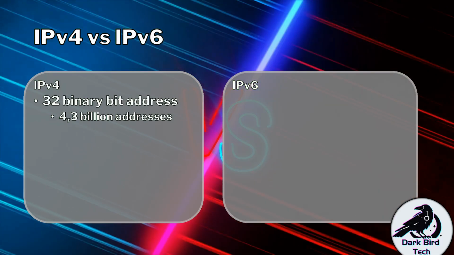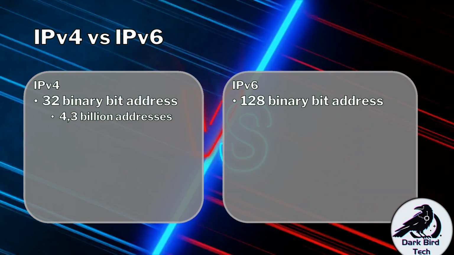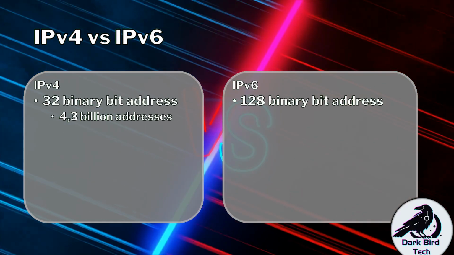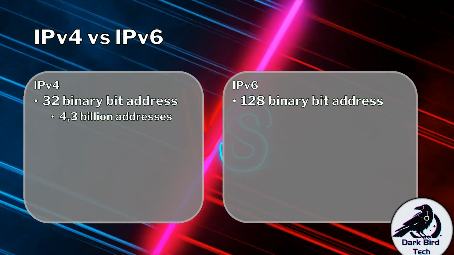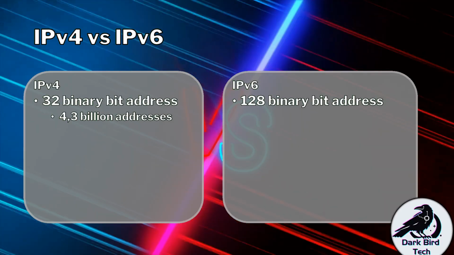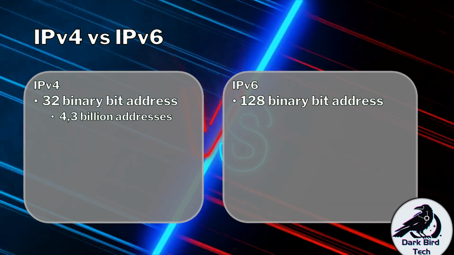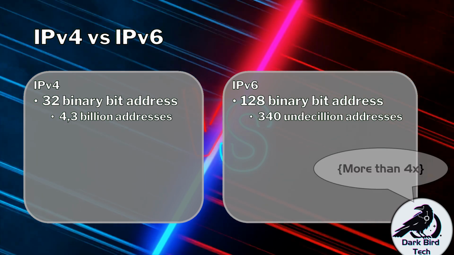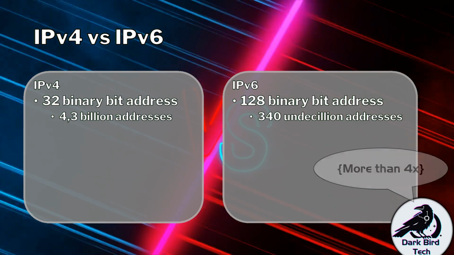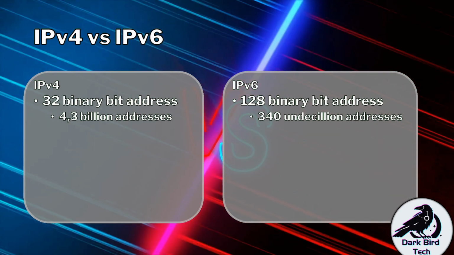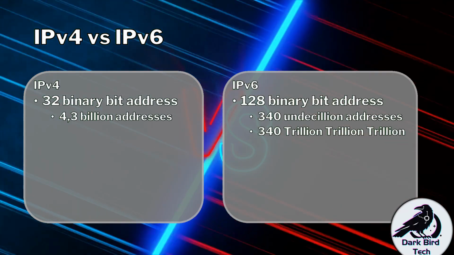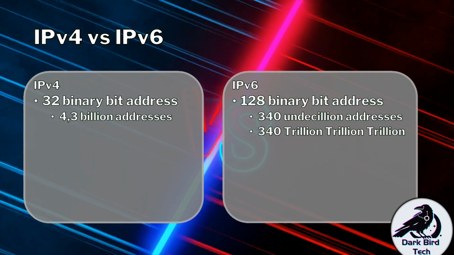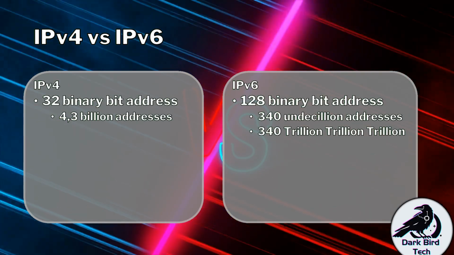Then, with IP version 6, you have a 128 binary bit address. So the address is 4 times longer. But because we've got so many more combinations of 1s and 0s we can pull off, we have 340 undecillion addresses, which sounds like a made-up word. So to give you a bit more context, that is 340 trillion trillion trillion addresses. That's quite a lot of addresses.